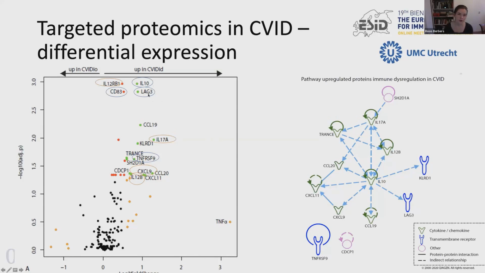On the other hand, we see more pro-inflammatory markers. We see, for instance, CXCL9, IL-17, and IL-12B, which are more related to a T helper 1, T helper 17 immune response or immune activation. And then if you do a pathway analysis on this, we see that the central marker here is IL-10, which is connected to many of the other proteins that we found upregulated.